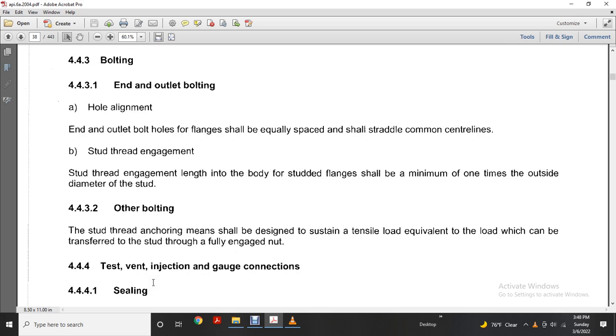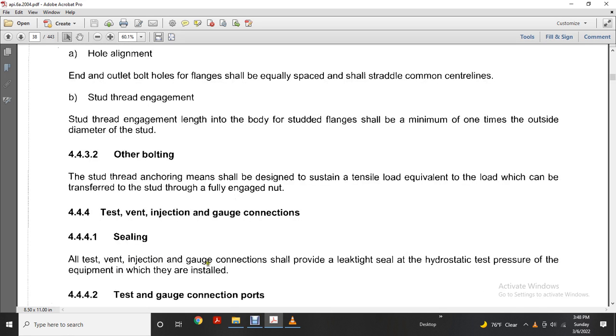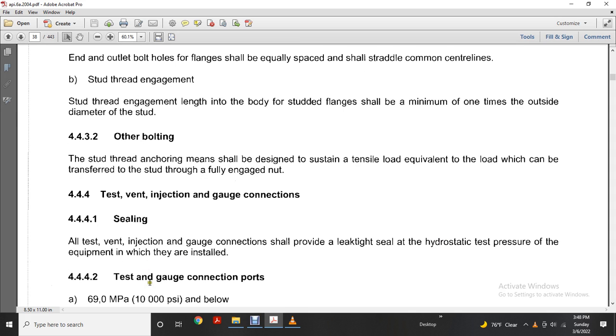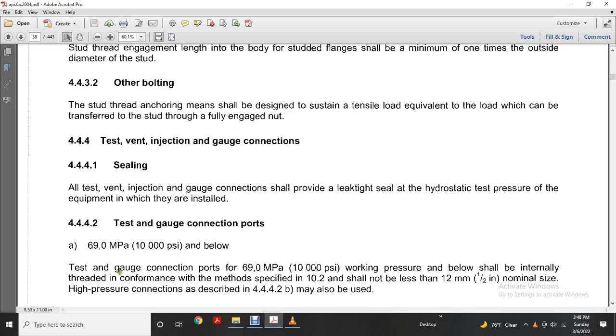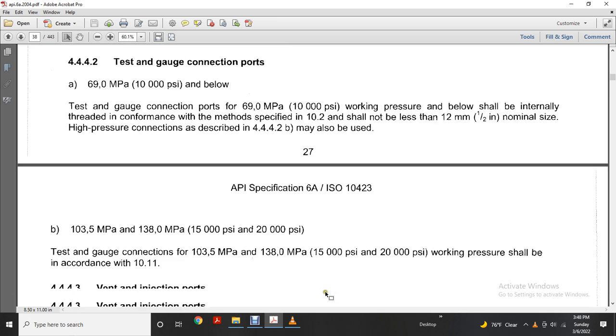The stud thread anchor shall be designed for the sustained tensile load equivalent to the load which can be transferred to the stud through full engagement. Test venting, injection, and gauge-level sealing: all test vents, injection, and gauge connections shall be provided with a leak-tight seal for the hydrostatic test pressure of the equipment in which they are installed. Test gauge connection ports at 10,000 psi working pressure or below shall be internally threaded in conformance with the method specified in 10.2 and shall not be less than 12 millimeters in nominal size. High pressure connections described in 4.4.4.2 may also be used. For 15,000 and 20,000 psi working pressure, test gauge connections shall be in accordance with 10.11.